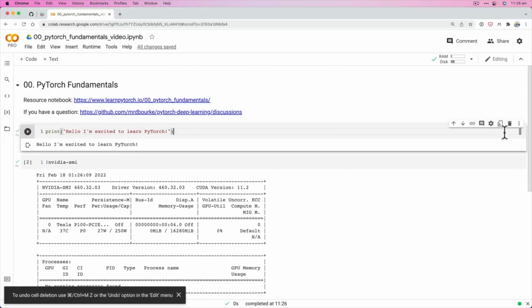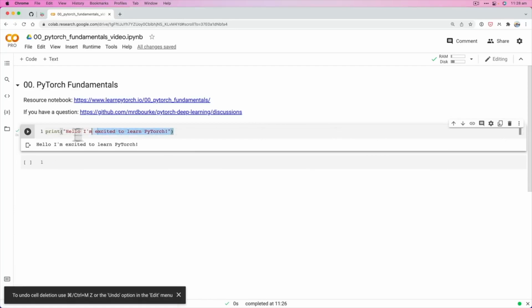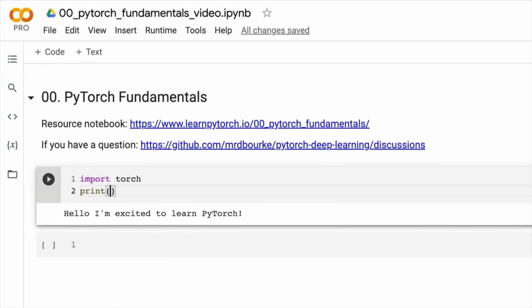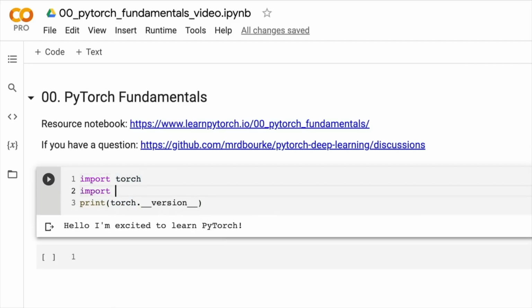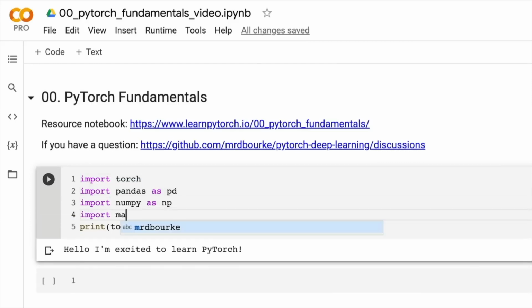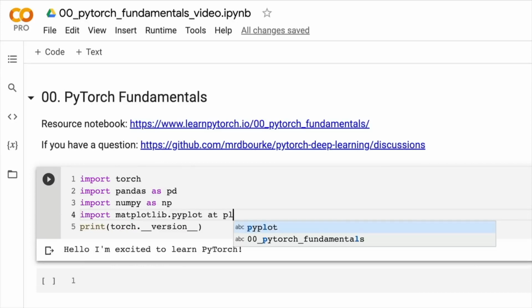And to finish off this video, we're going to import PyTorch. So we're going to import torch, and then we're going to print torch.__version__. So that's another beautiful thing about Google Colab, is that it comes with PyTorch pre-installed and a lot of other common Python data science packages, such as we could also go import pandas as pd, import numpy as np, import matplotlib.pyplot as plt.